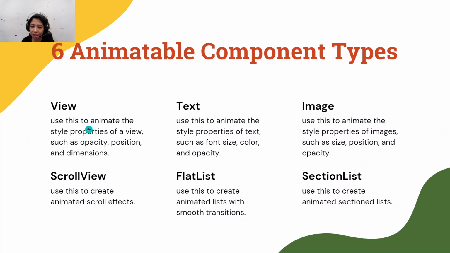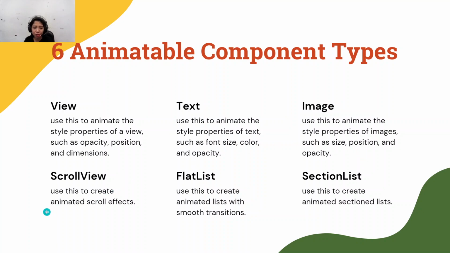These are the 6 animatable component types. First, we have View. Use this to animate the style properties of a view, such as the opacity, position, and dimensions. For Text, we use this to animate the style properties of text, such as font size, color, and opacity. For Image, we can use this to animate the style properties of images, such as size, proportion, and opacity.